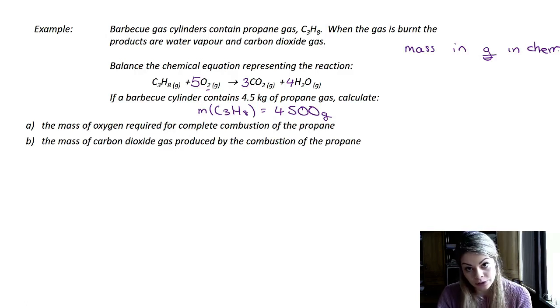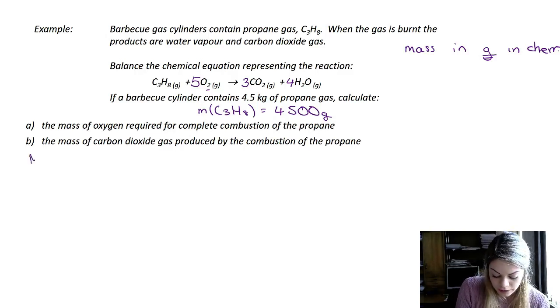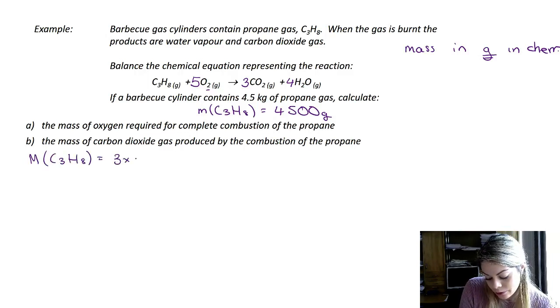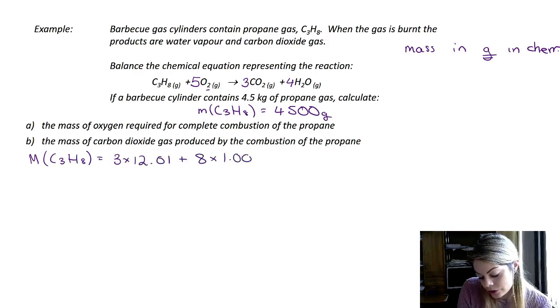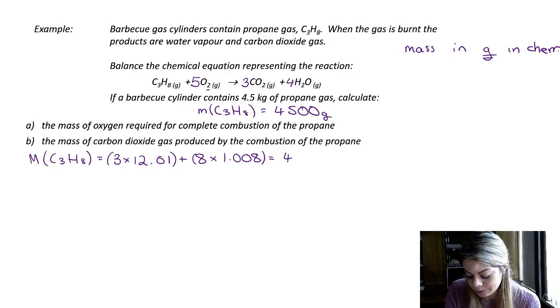So the number of moles is going to be the mass divided by the molar mass. So I'm going to need the molar mass, so I'm going to find that first. So the molar mass of propane is 3 lots of the molar mass of carbon, which is 12.01, plus 8 lots of the molar mass of hydrogen, which is 1.008. And that comes out to be 44.09 grams per mole.